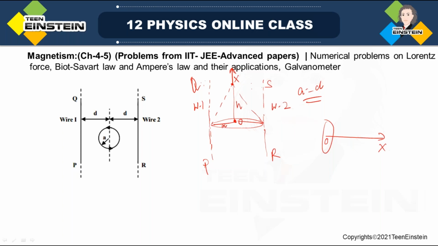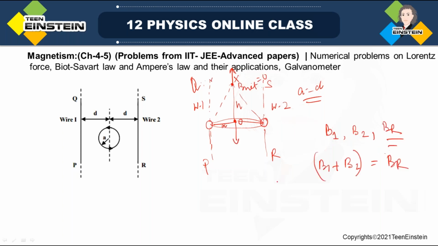Here the current has to be in such a direction that the magnetic fields are in this direction. So look here at option C: the currents in wire 1 and wire 2 are in the direction PQ and SR.